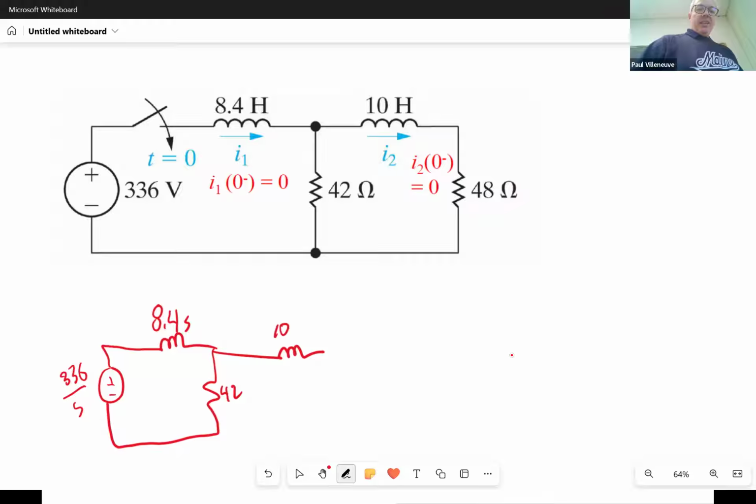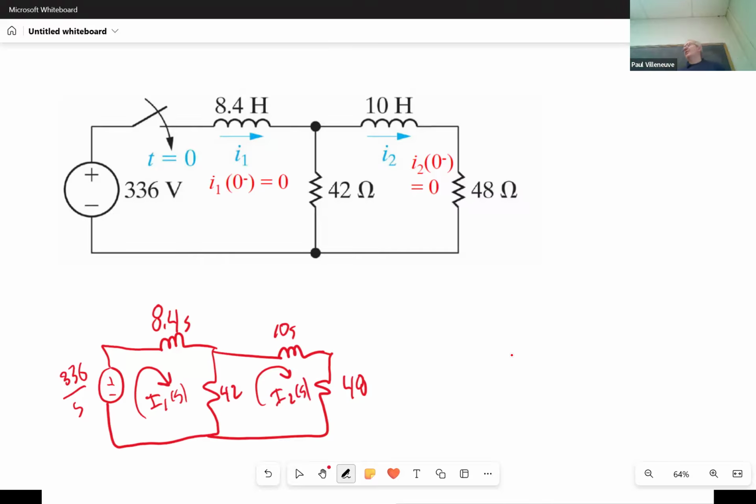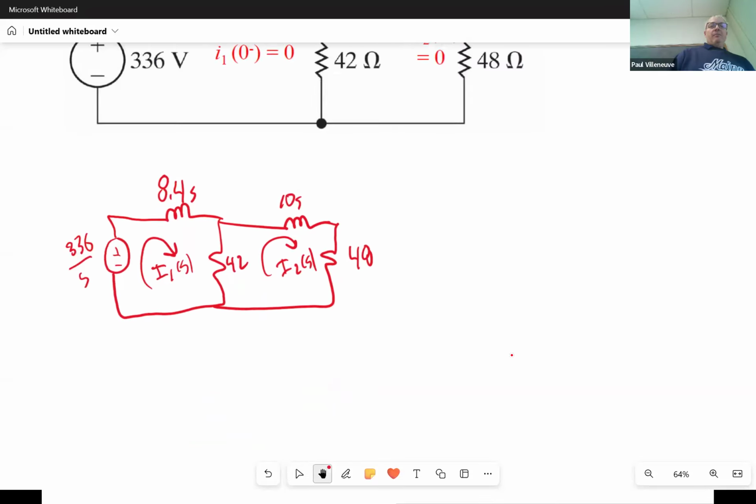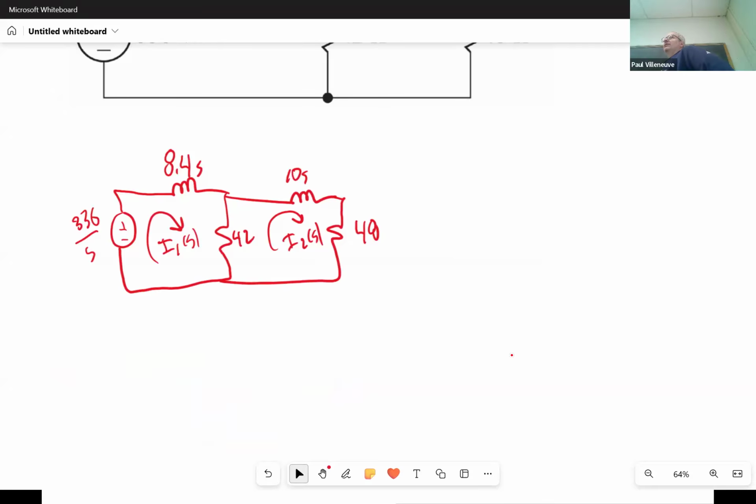My inductor here becomes just 10S. And this is 48. Now, this is no longer I1 in the time domain, it's I1 of S. This is I2 of S, right? Because we're in the Laplace domain, so we can't write time domain equations. We've got to write Laplace domain. But now we can just use KVL because it's voltage drops. So we show the pluses and minuses, exactly what we do when we're doing regular old mesh analysis.